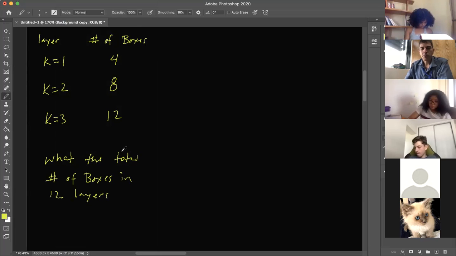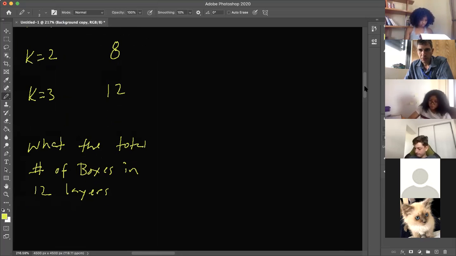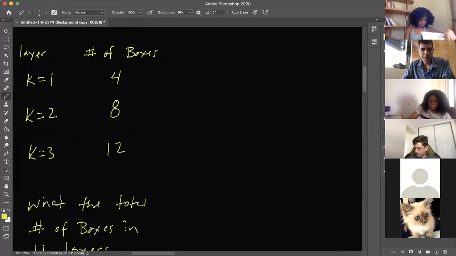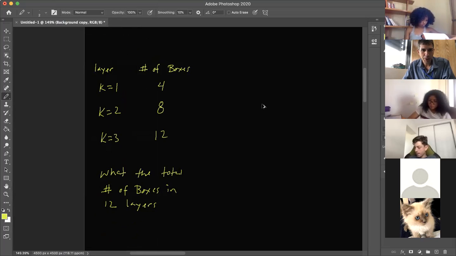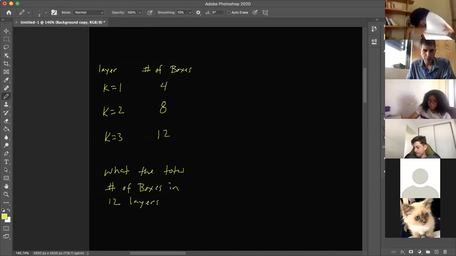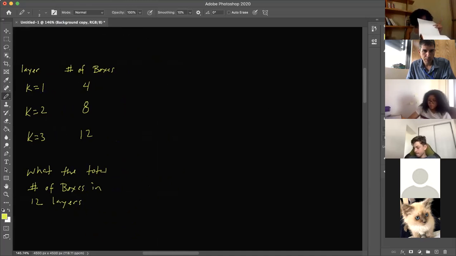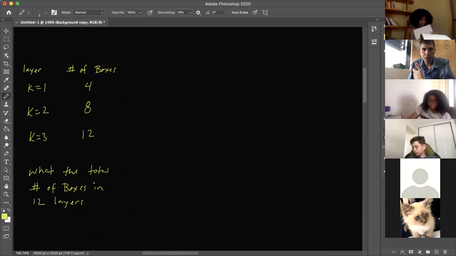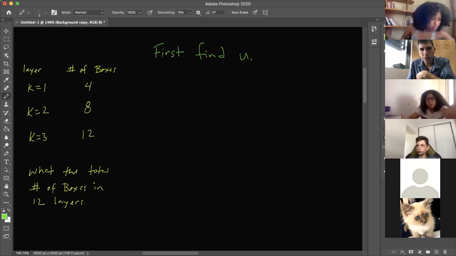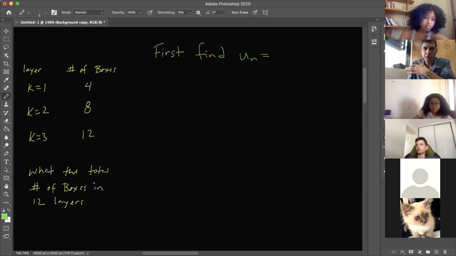All right, so here's going to be our general strategy. We're going to write the arithmetic sequence. So first, we'll call u with the subscript n. This is going to be the number of boxes in each layer.